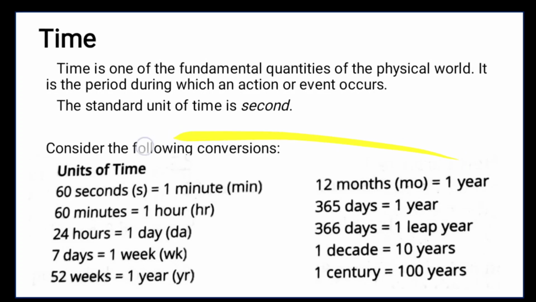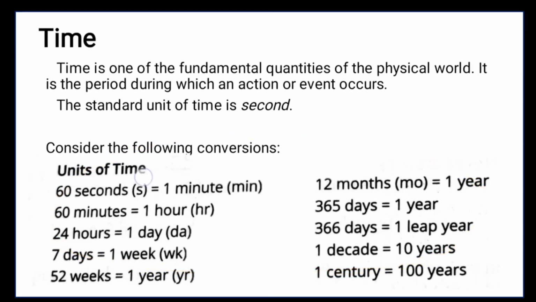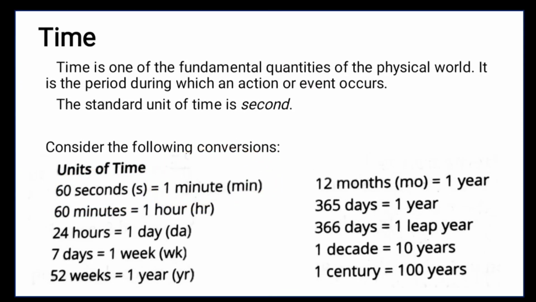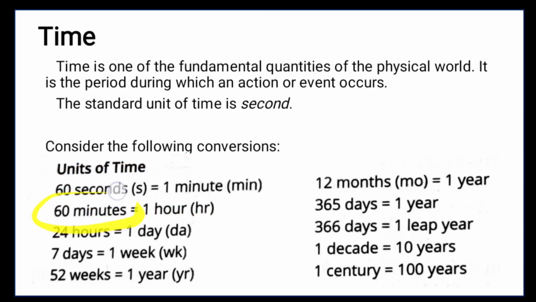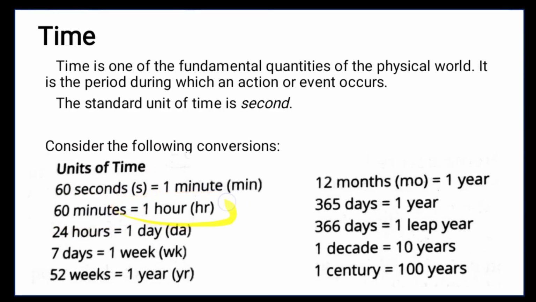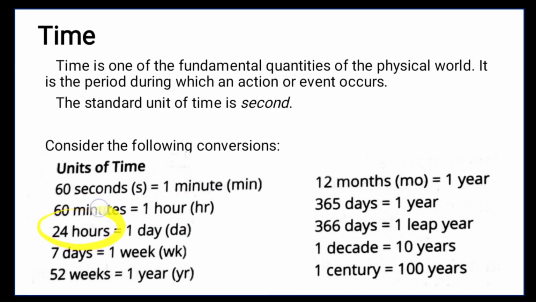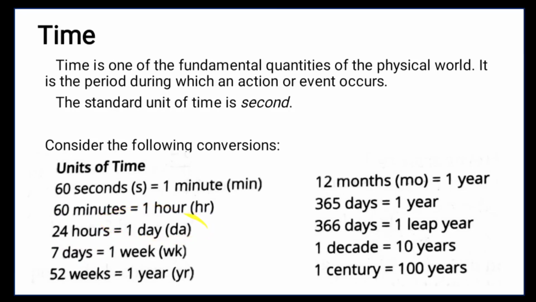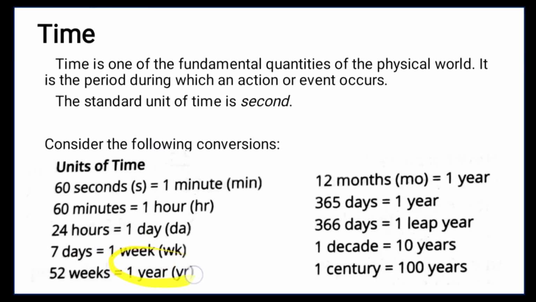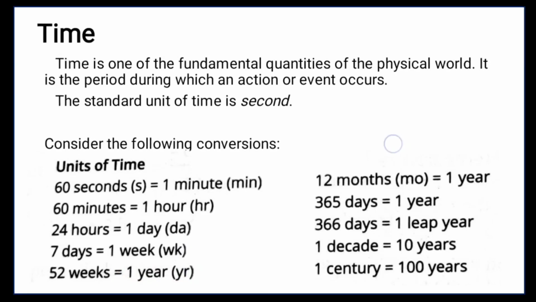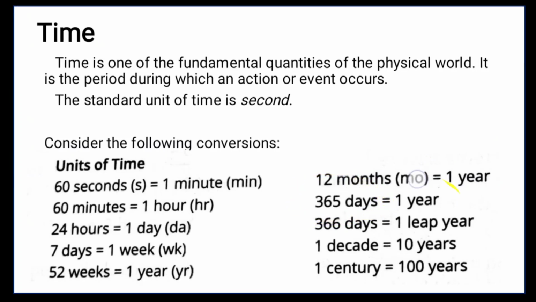Units of time: we have 60 seconds is equal to 1 minute. We all know that 1 minute is equal to 60 seconds. Then 60 minutes is equal to 1 hour. Next, 24 hours is equal to 1 day. 7 days is equal to 1 week. Then 52 weeks is equal to 1 year. 12 months is equal to 1 year. 365 days is equal to 1 year.